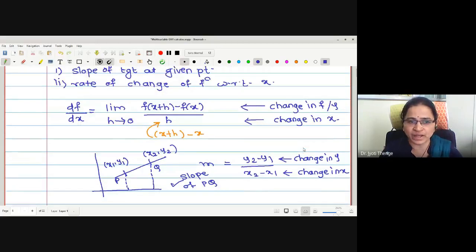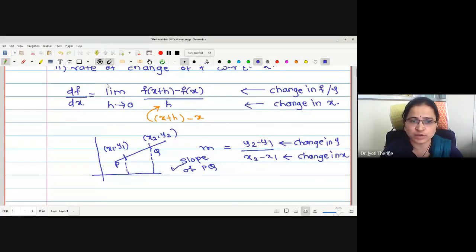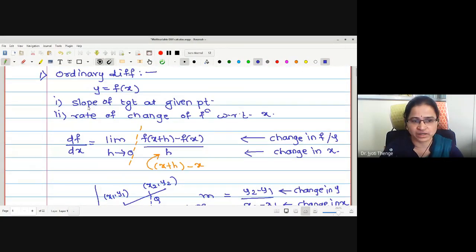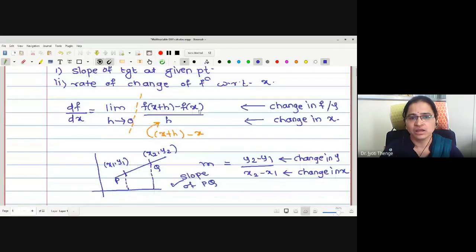If we compare this with the definition and just remove the limit, what will this increment ratio suggest to us? It suggests the slope of the line joining the two points having x and x plus h as their x coordinates. Let us draw the function and understand how this gives us the first geometrical interpretation, the slope of the tangent at the given point.